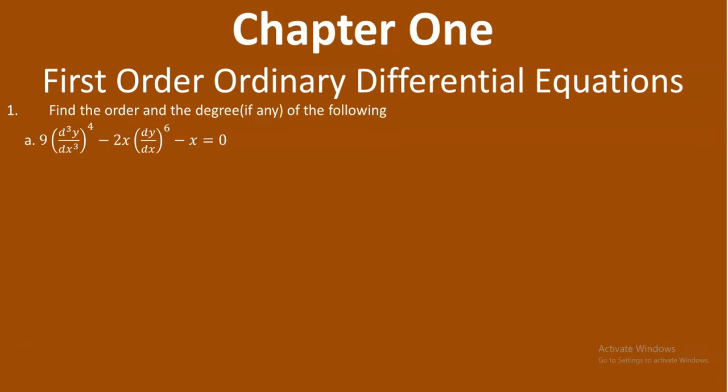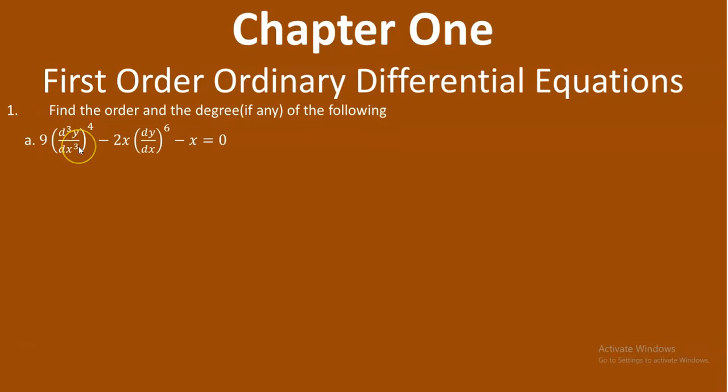So how are you going to find the degree of this one, as well as the order? Students, you have to know about order and degree first. The order of a given differential equation is the order of the highest derivative involved. If you observe this differential equation, we have two derivatives here. One is of order 3 and the other is of order 1. Hence, the order of the highest derivative here is 3, and this is considered to be the order of the differential equation. So the order of this differential equation is 3.